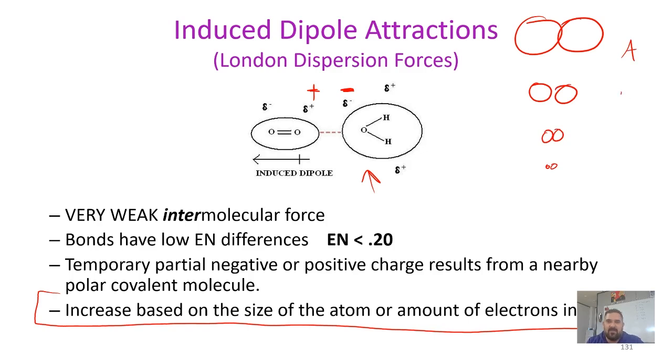So what would the answer be? A, B, or C, or D? All right, so this has the greatest induced dipole. Which one has the least induced dipole? The smallest one. All right, do we all have that statement?